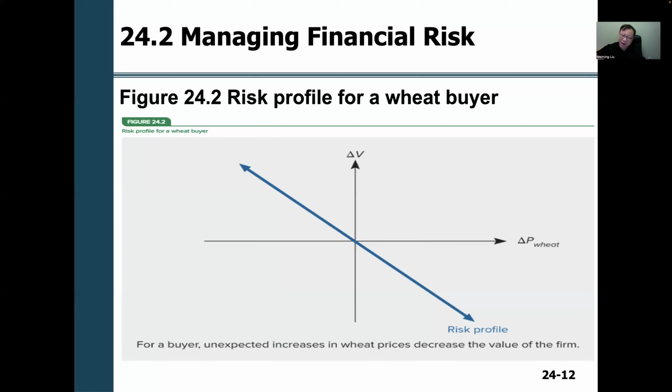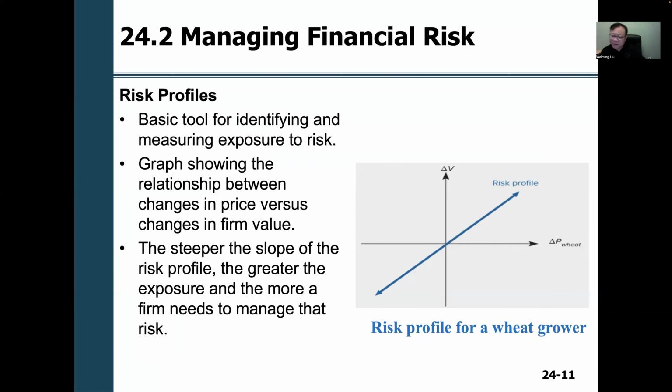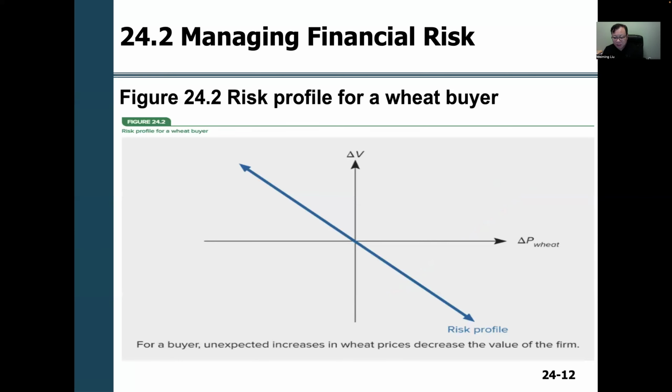So the grower wants the price to be higher, right? The higher the better. But the buyer would be the opposite because this is a transaction between them. The buyer wants to spend less money. So a price increase is good news to the grower, but it's bad news to the buyer. So you can see that the risk profile is the opposite, because they are on the opposite sides of the transaction. This risk profile is crossing upward from left to right, but for the wheat buyer it's the opposite direction. From left to right, it's downward.